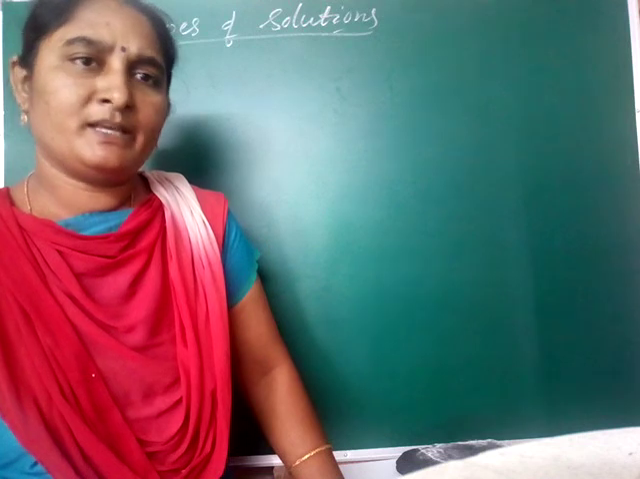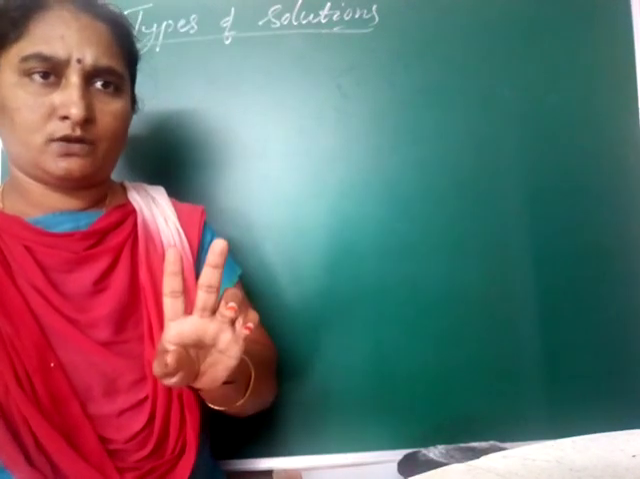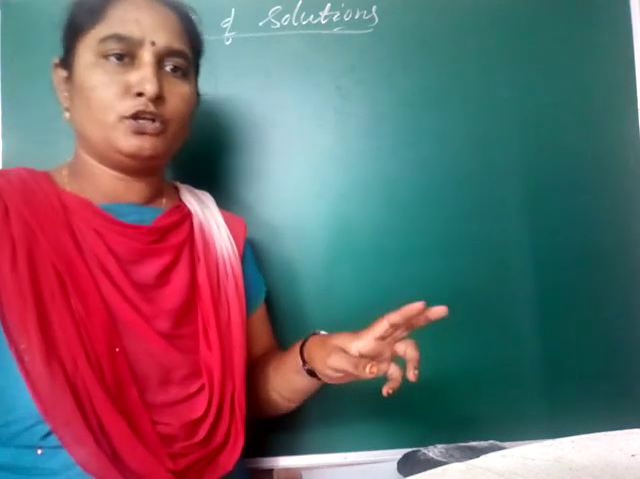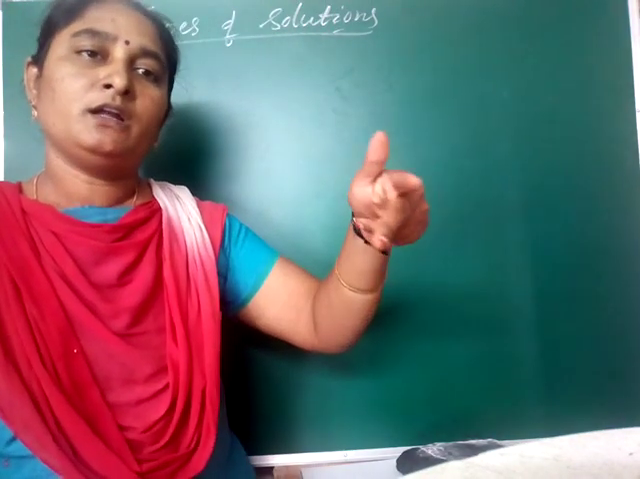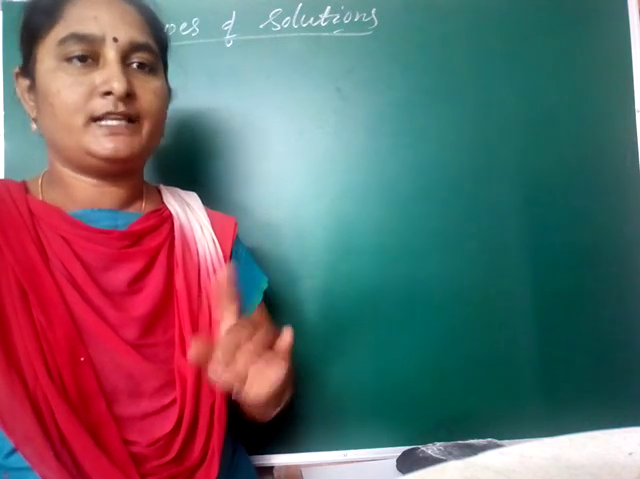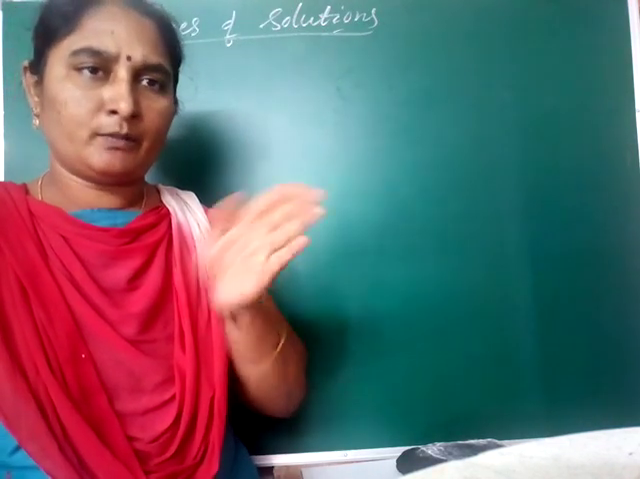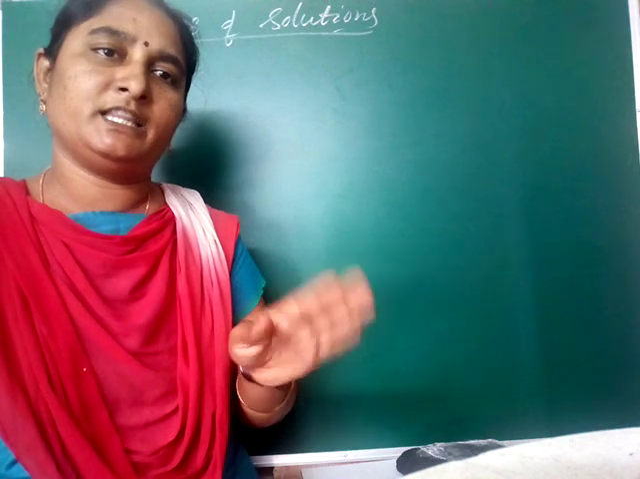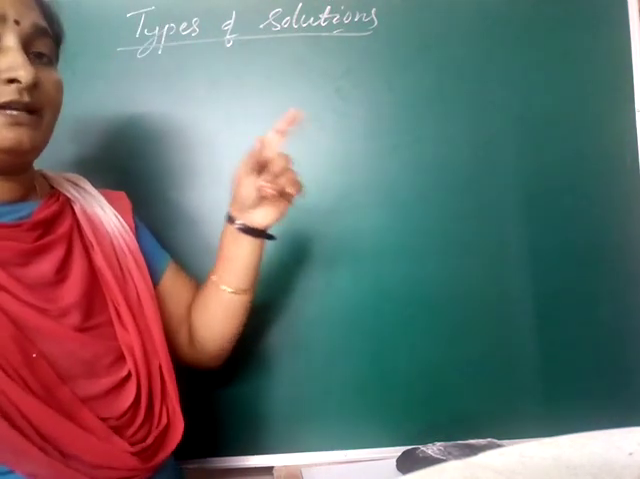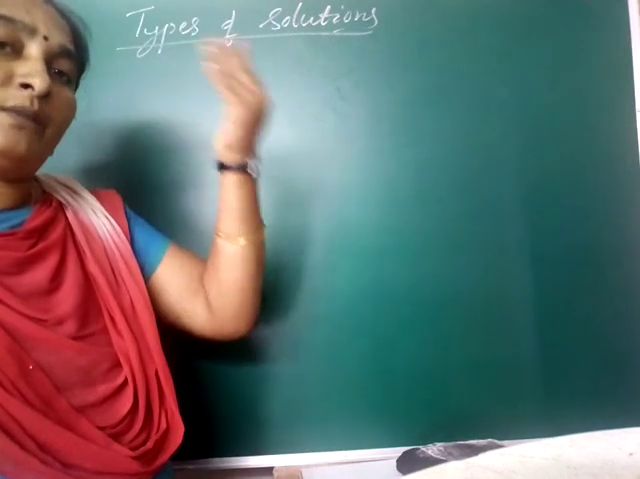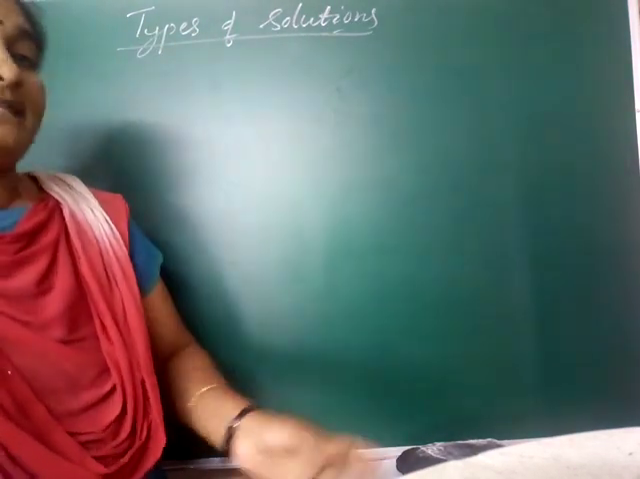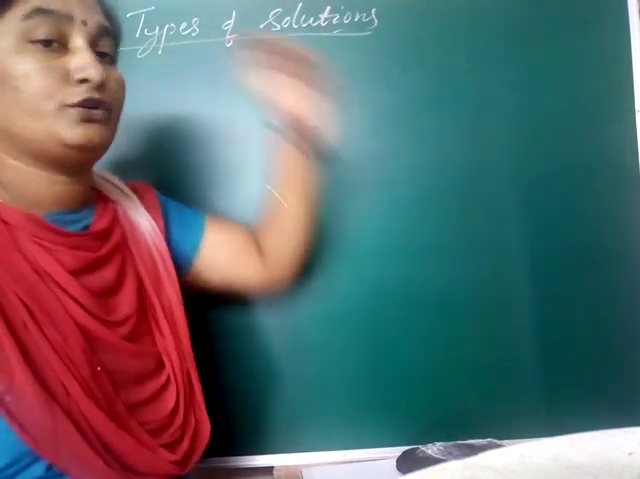homogeneous mixtures. Okay, mixtures are of two types. You know that: homogeneous and heterogeneous. Homogeneous means the components present in the mixture are distributed uniformly throughout the mixture. Non-uniformly distributed components present in the mixture are called heterogeneous mixtures. Uniformly distributed throughout the mixture is called a homogeneous mixture. A good example of a homogeneous mixture is a solution.